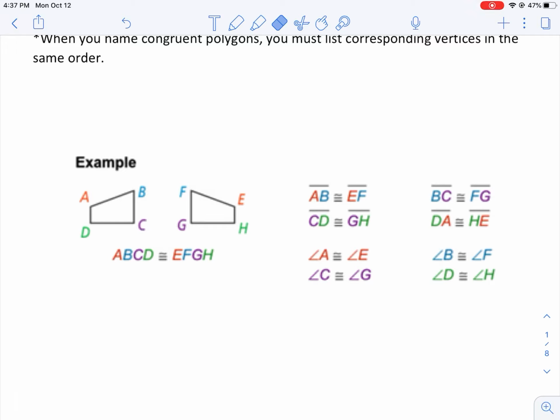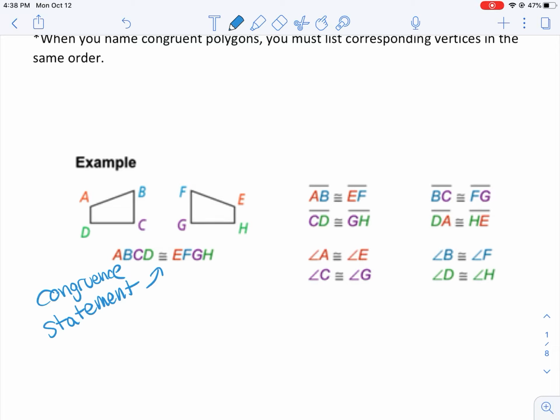So if these two polygons are congruent to each other, then I'm going to write what is called a congruence statement. And this is the congruence statement, which states that these two polygons are congruent to each other. That's a congruent symbol in the middle. And the key is that these letters have to be in the correct order. They have to be with the corresponding part. So A corresponds to spot E, B corresponds to spot F, and so on.